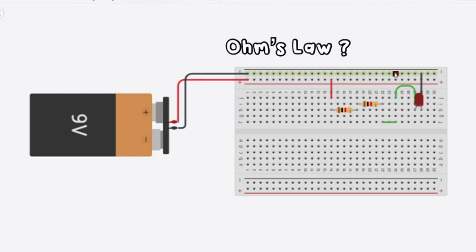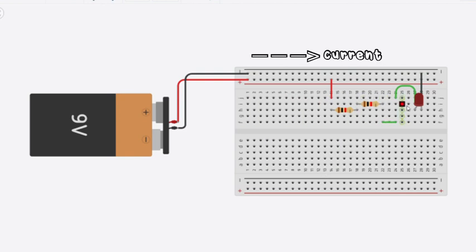Ohm's law: V is the voltage. This is V. The battery is V, across all conductors and components. I is current. What is current? Current is the flow directed from the voltage source through all the components and conductors.